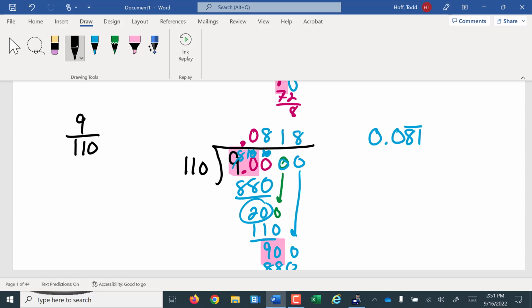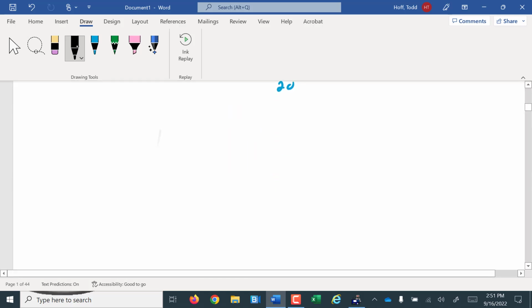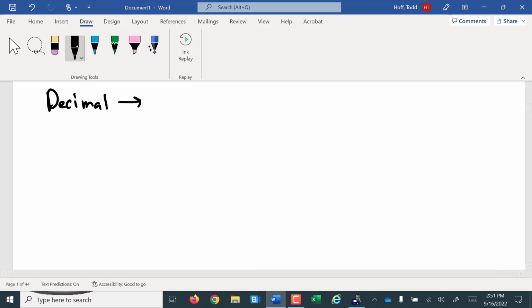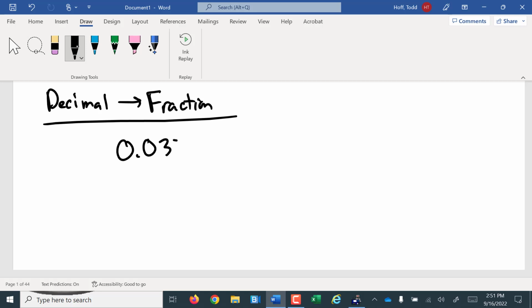Look familiar? Okay. Now we need to go the other way, from a decimal to a fraction. We kind of saw a hint of this earlier, where if I have 0.0375, the numerator of my fraction is the numbers that are after the decimal point. So just 375. What's my denominator going to be here?